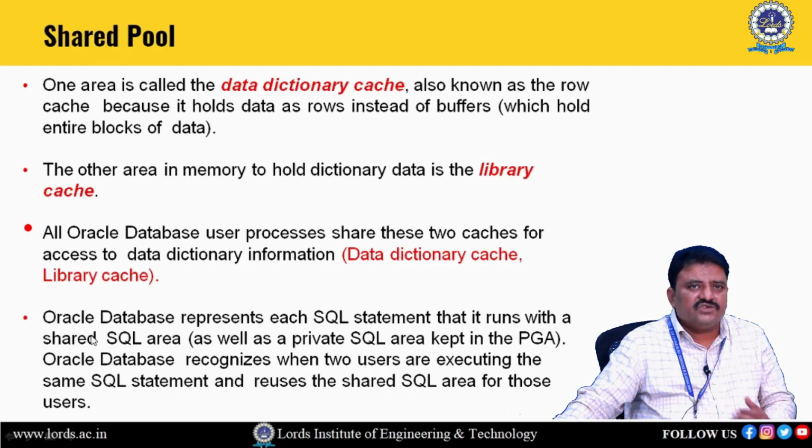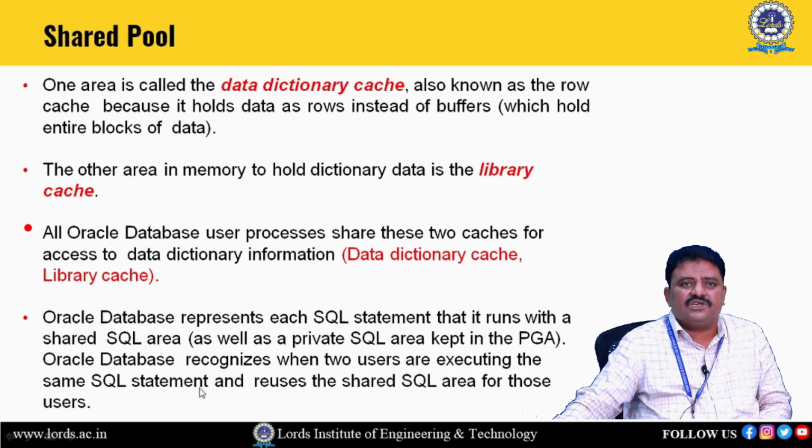Oracle database represents each SQL statement that it runs with a shared SQL area, while the PGA is specific to every user and to a particular session. And if it is private, as I told you, a program global area will be created and that can be accessed. So Oracle database recognizes when two users are executing. Here, when multiple users are executing, how does your Oracle database recognize from which particular table or from where the data has to be retrieved? It makes this differentiation with the help of the server process which is maintaining these PGA structures. So individual users have their own data.